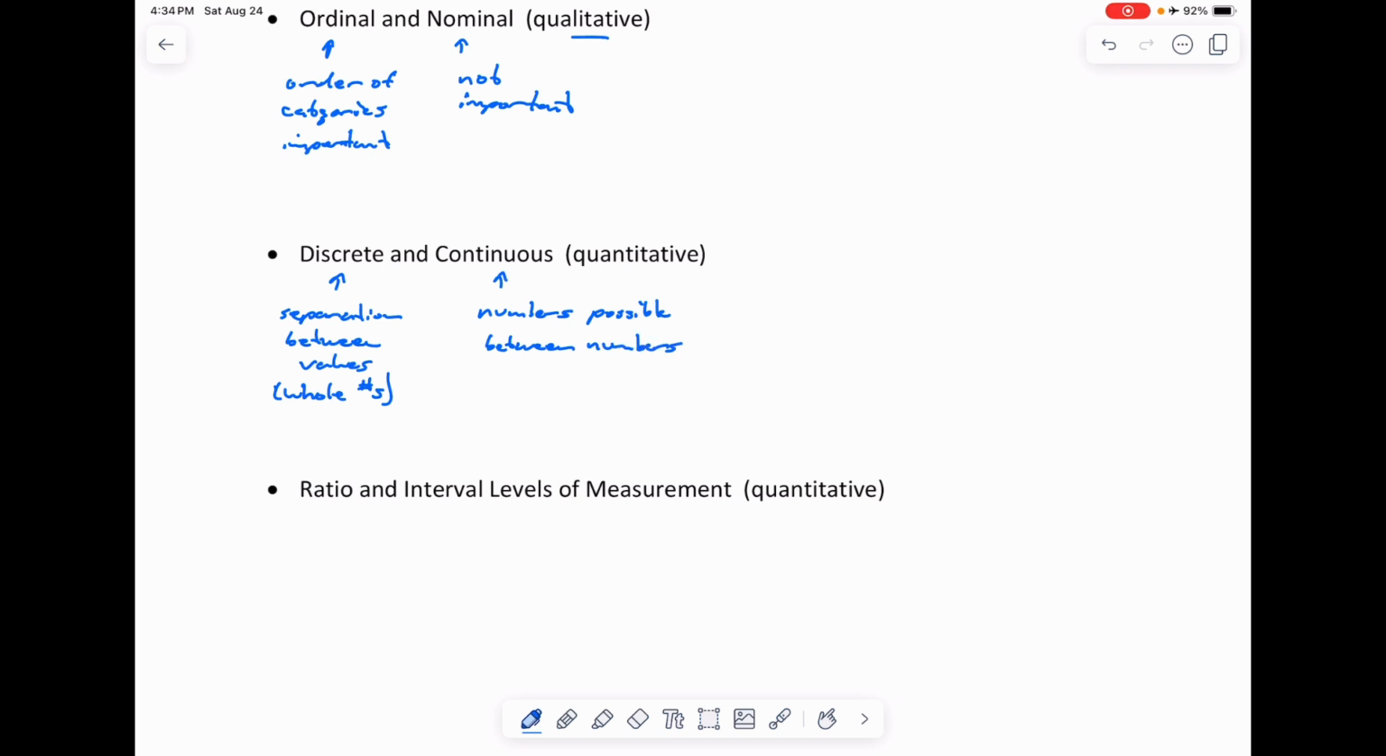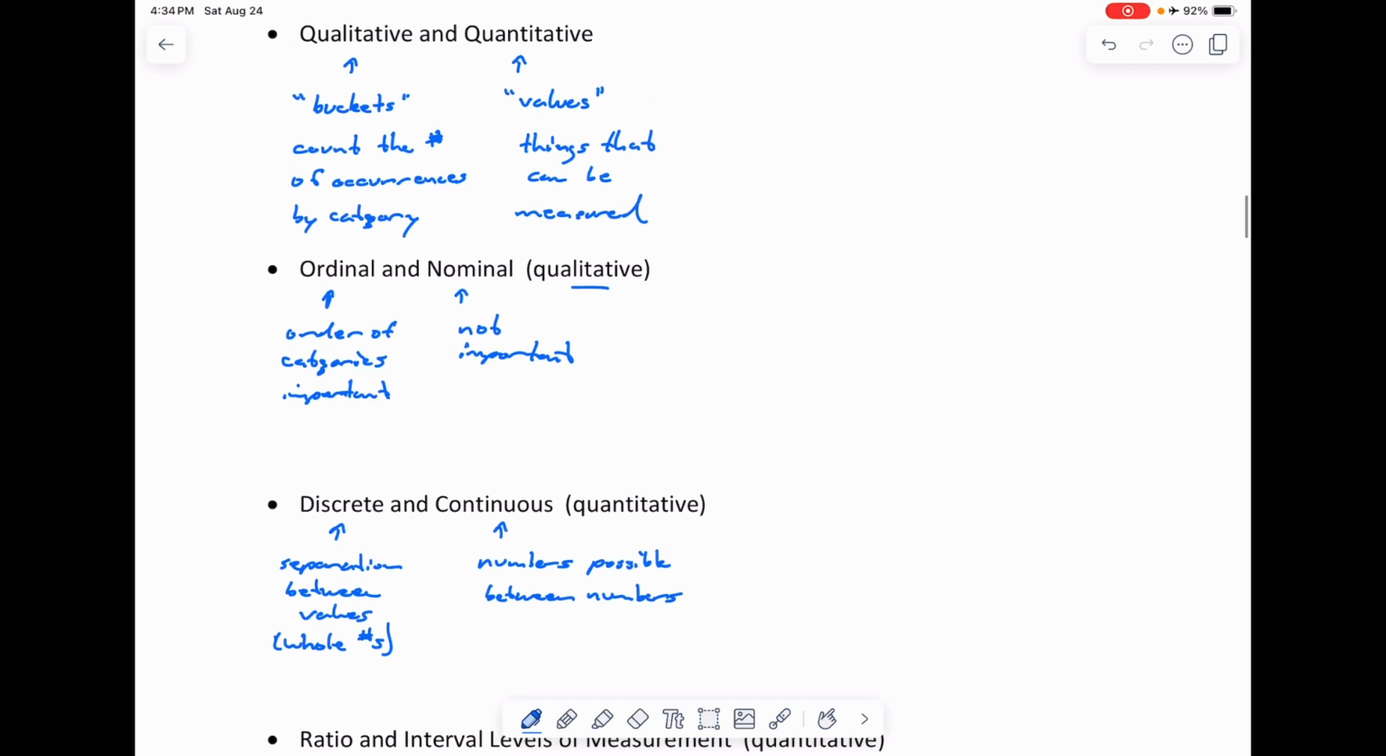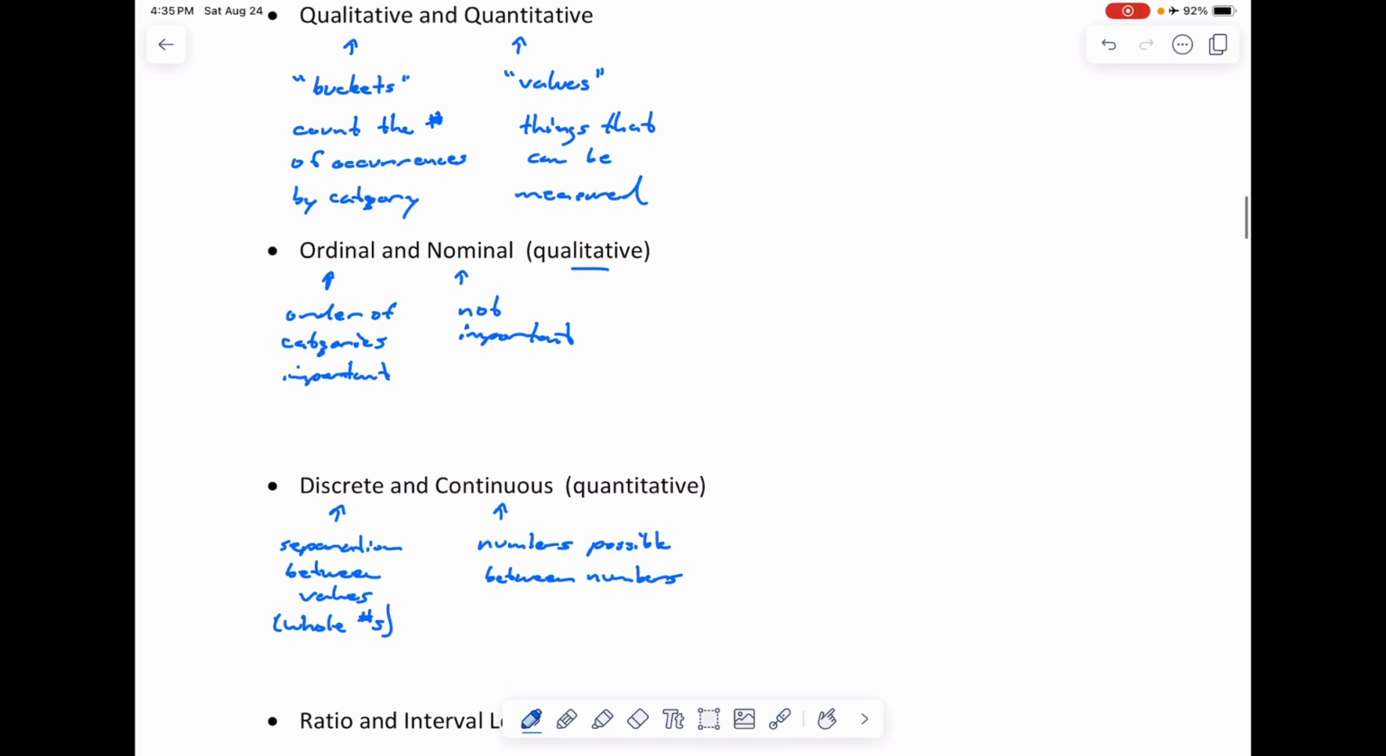Now, if I go back and talk about qualitative and quantitative, it's possible that qualitative could be discrete or continuous, and it's possible that quantitative could be discrete or continuous. A lot of times what you are going to find, though, is qualitative is discrete, quantitative is continuous. Again, not always, but there's often a correlation between those two.